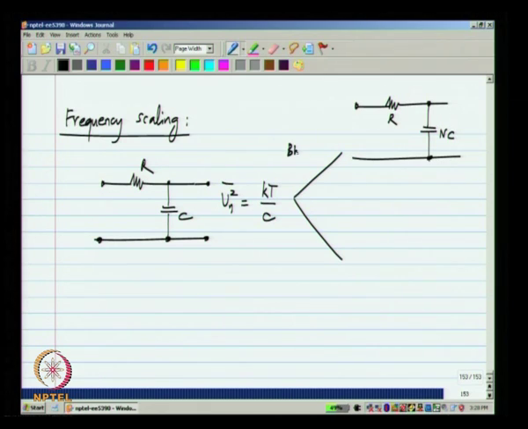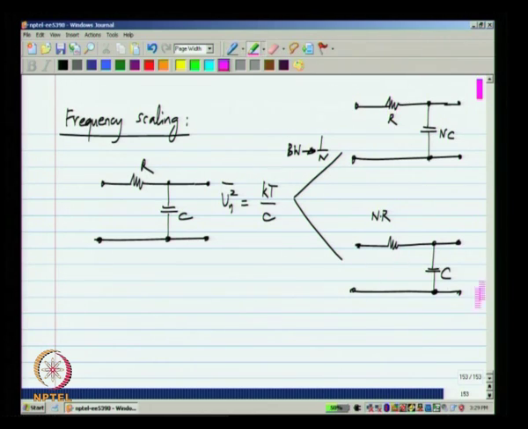So, let us say bandwidth goes to 1 over n times the original bandwidth, and similarly here I can reduce the bandwidth. Instead of modifying the capacitor, what I will do is modify the resistor, so it becomes nR and C. Now, the voltage transfer functions of these two circuits are exactly the same. They have a bandwidth of 1 over n times 1 over RC radians per second.